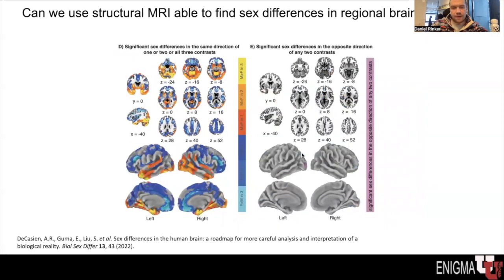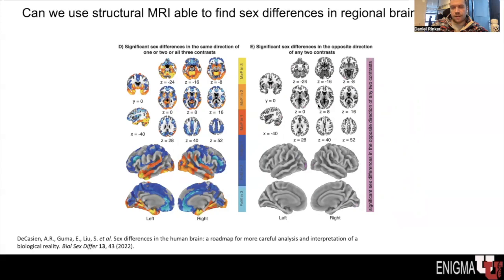In true meta-analysis fashion, they took it a step further and generated a composite or a complement figure showing where significant sex differences across the 3 studies occurred in the same direction, in the same region. And you can see that here, there's quite a lot of reliability across the 3 studies, or reproducibility, I should say.